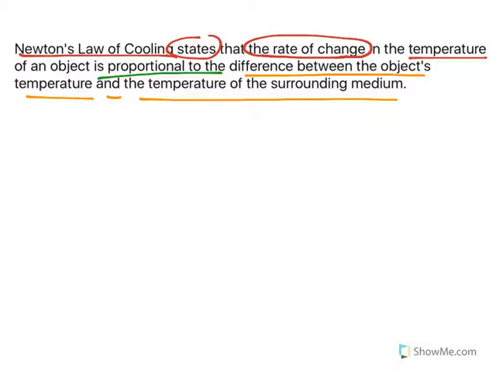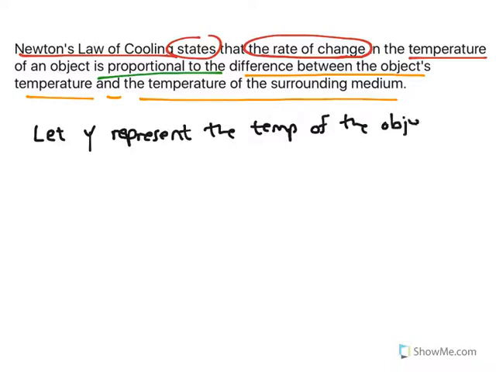So first of all, let's assign a variable. Let y represent the temperature of the object. We can specify units for the temperature when we talk about a particular problem. And we'll let t represent time, and again we can specify units for t when we talk about a particular problem. For example, time could be measured in minutes or hours, etc.